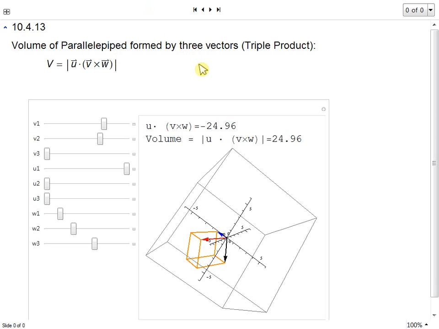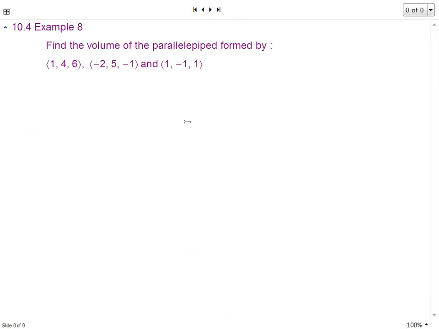All right. We can use that to approximate volumes, like infinitesimal volumes. Find the volume of the parallelepiped formed by this.